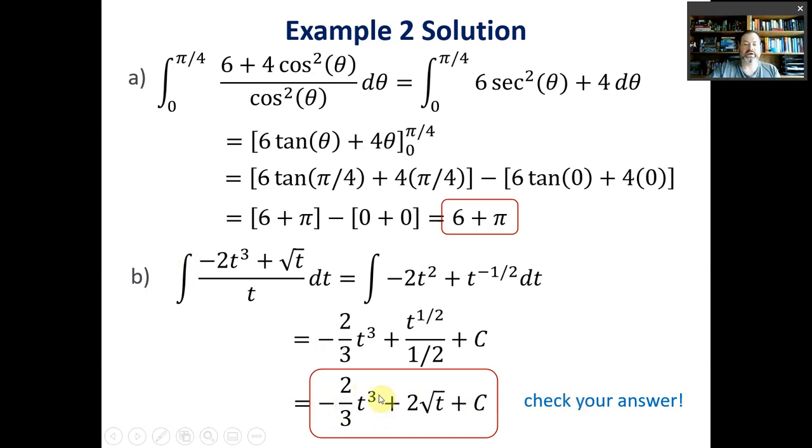So the derivative here, multiply by the 3, we get negative 2, drop the power by 1, so we get 2, so negative 2t squared. And then here, this is t to the 1/2. 1/2 times 2 is 1, so the 1 goes away. And then drop the power by 1, 1/2 minus 1 is negative 1/2. There you go.